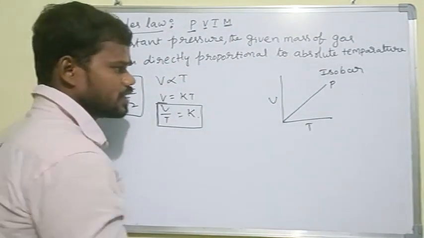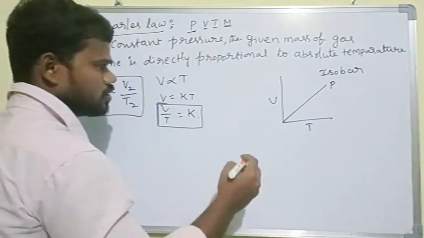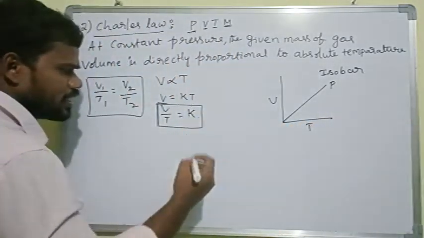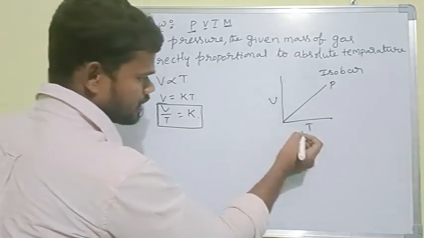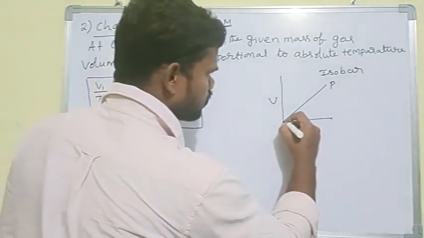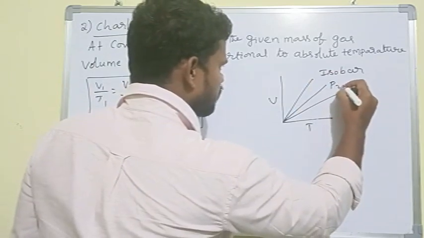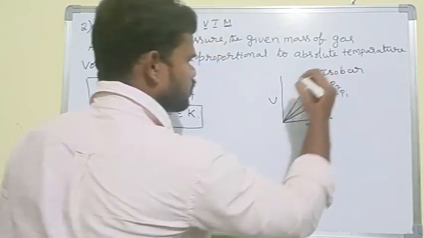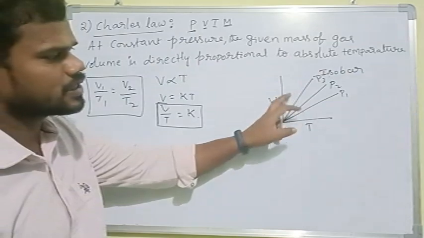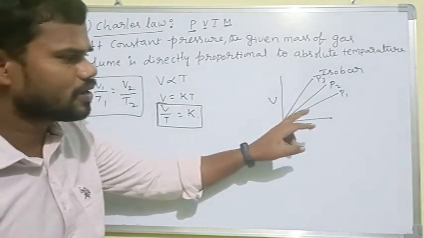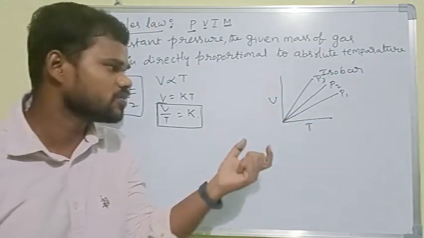Then, for example, let us see another graph. For this same graph, if two or more gases are present here, we have P1, P2 and P3. So if two or more gases are present, what is the correct order for the following?